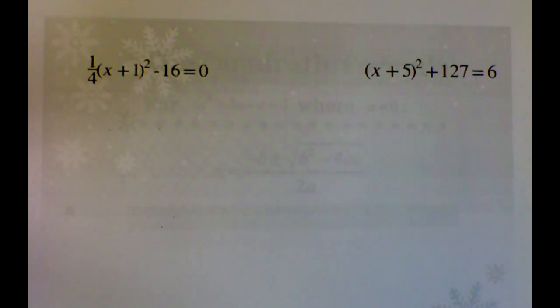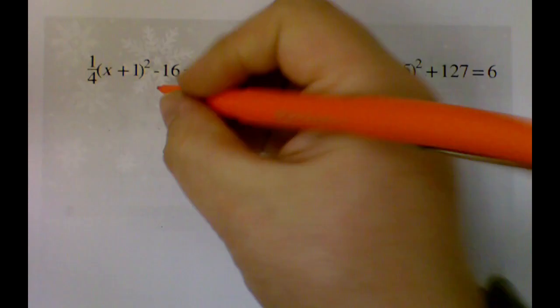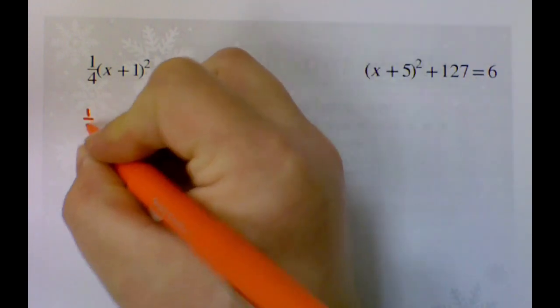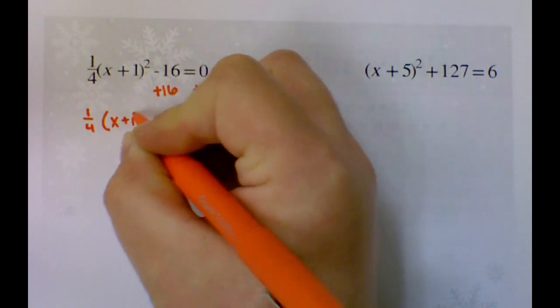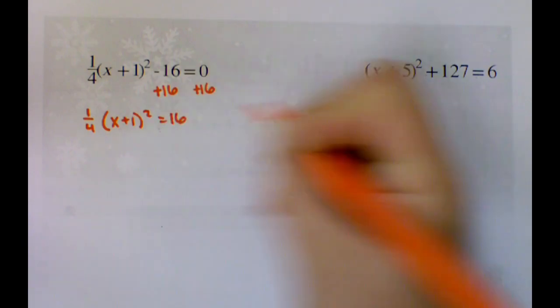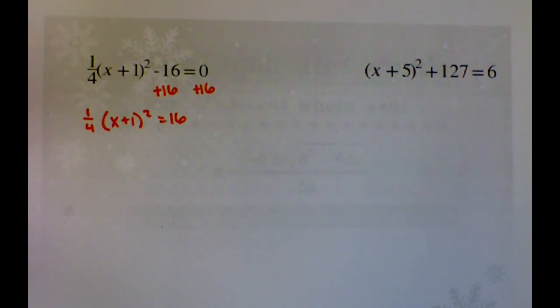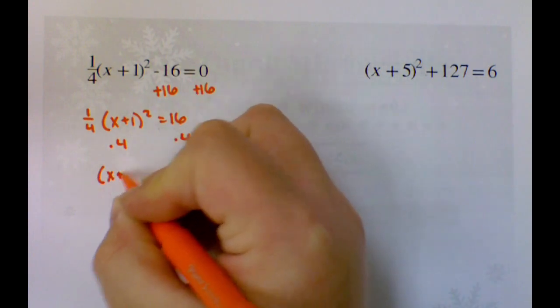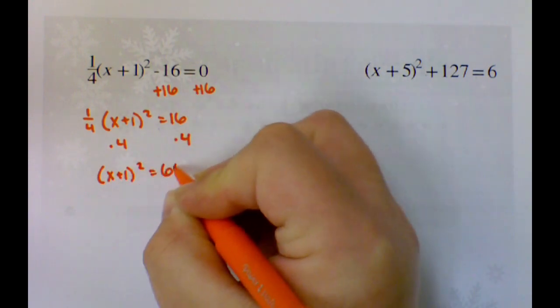All right, again, our first step needs to be get the squared thing alone. So we're going to add the 16 to both sides. It gives me 1/4 times x plus 1 squared equals 16. Now we need to undo that 1/4. Well, the opposite of multiplying by 1/4 is dividing by 1/4, or multiplying by 4. So we have x plus 1 all squared equals 64.